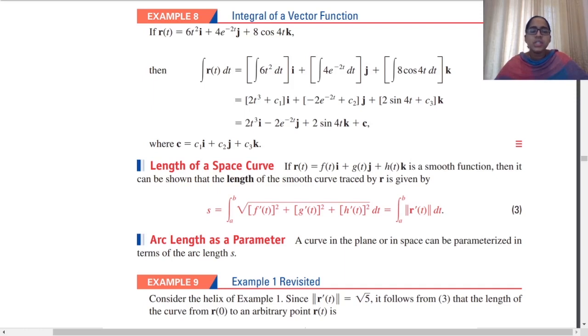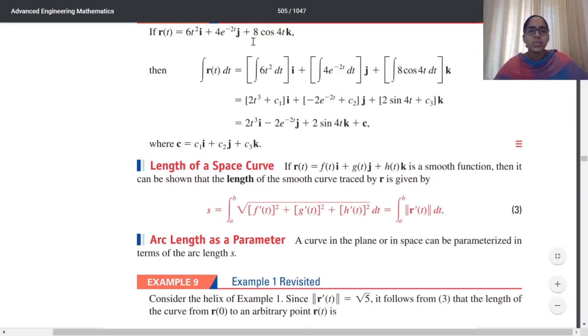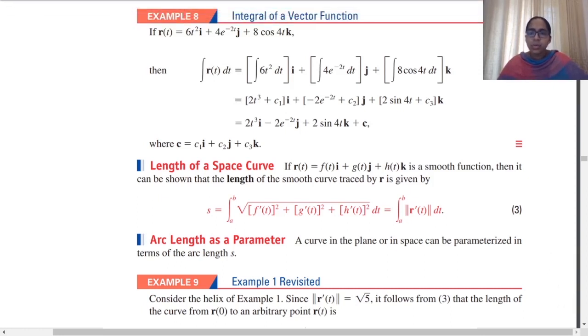Given the vector function r(t) is 6t² i plus 4e^(-2t) j plus 8 cos 4t k. So we have to find the integral of 6t², the integral of 4e^(-2t) and the integral of 8 cos 4t. And note that whenever we are doing integration, don't forget to mention the integrating constant.